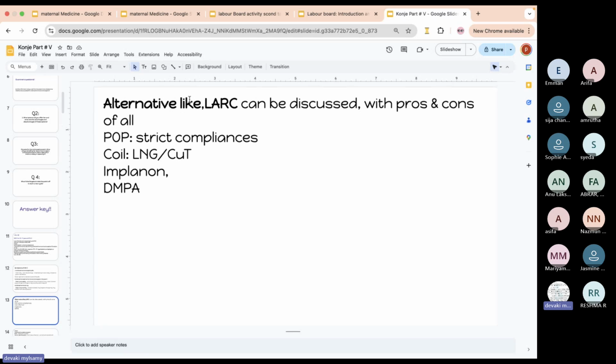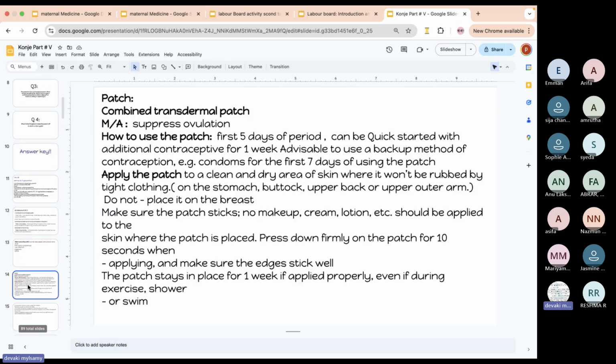If needed, we can also discuss the LARC. So one by one, you can go and discuss the options about LARC, its pros and cons. If you think you have adequate time. POP is less likely because strict compliance is needed and scheduled bleeding is one of the major concerns. So that is one important point.